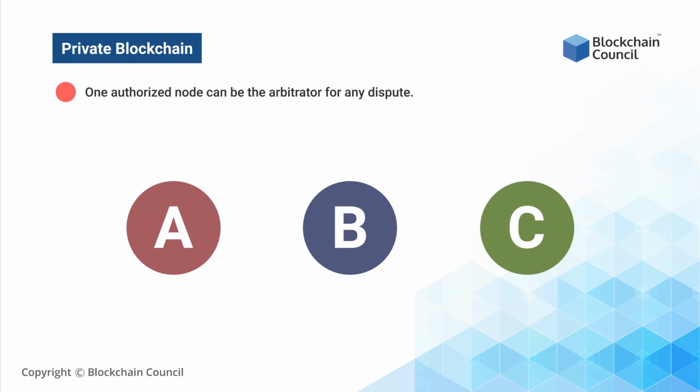For example, if person A is transferring a Bitcoin to person B and then transfers the same Bitcoin to person C, this transaction is verified by different nodes confirming that person A cannot transfer the same Bitcoins to person C, because he has already transferred them to person B. This proof is achievable with any number of nodes in a public blockchain, but in a private blockchain, the authorized node has to verify the dispute.